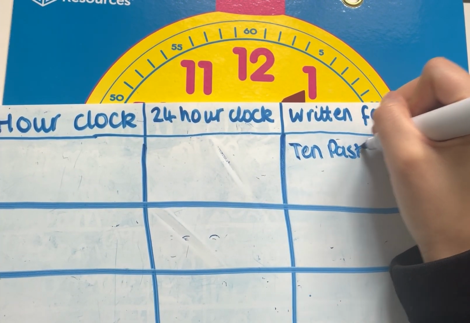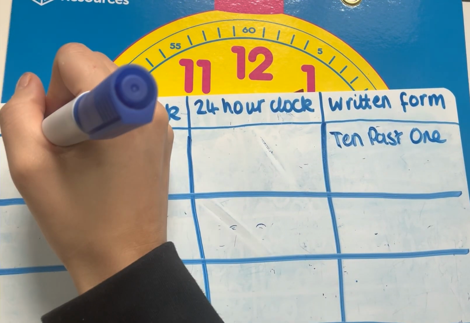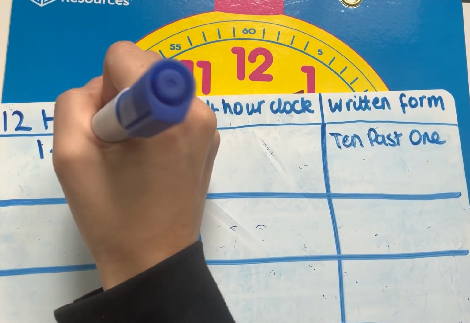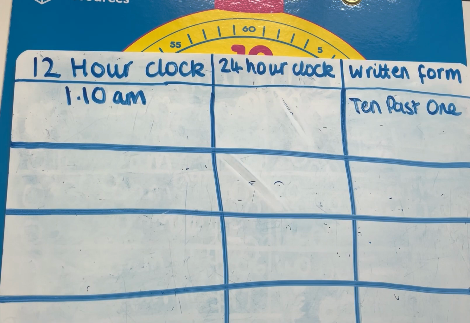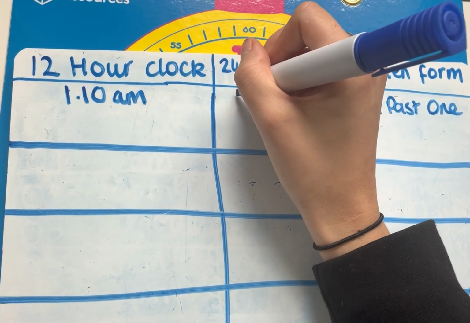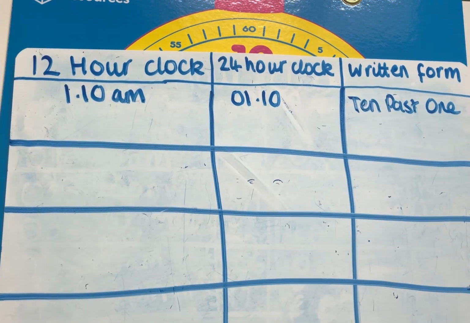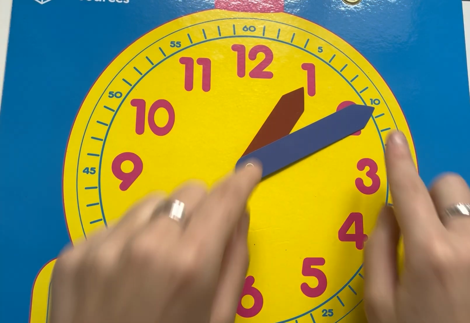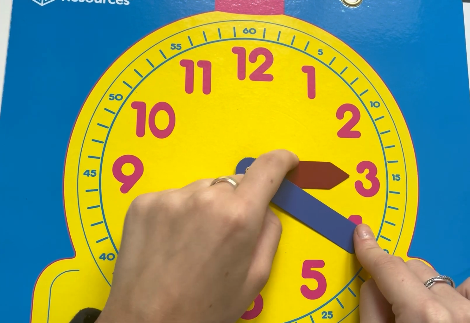So we can write that in written form as 10 past 1. And on a 12-hour clock, we would write that as 1:10 AM. But on a 24-hour clock, we need to remember that there needs to be 4 digits. So we would write 0, 1, 10. Let's have a go at another one. So what do we think the time would read now?